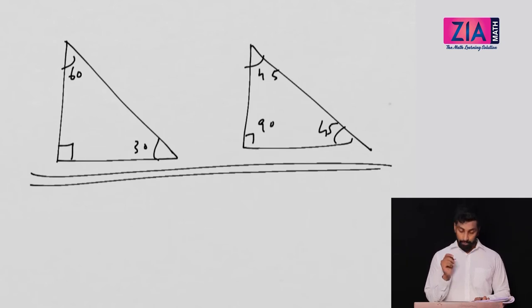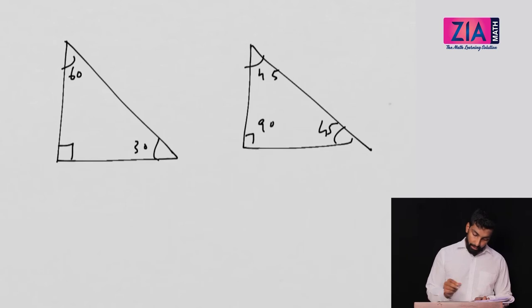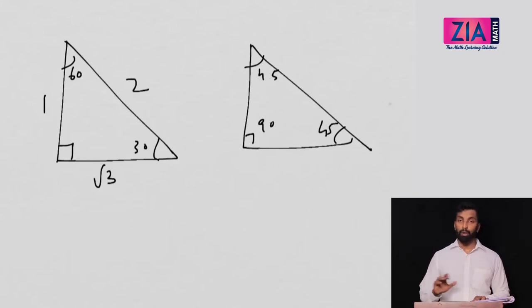Now I give you the method of finding the answer also. Opposite of 30 is 1, opposite of 60 will be root 3, opposite of 90 will be 2. This is the ratio always. Now for 45, opposite it will be 1, this will be 1, and this will be root 2, because we know we are applying the Pythagoras theorem. So this is what you need to keep in your mind.